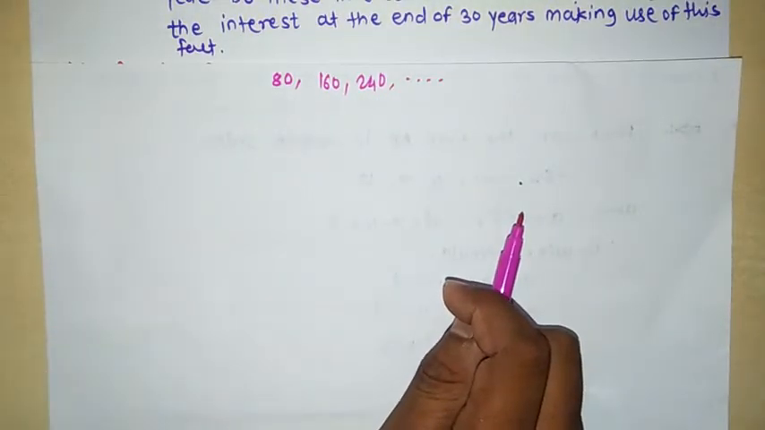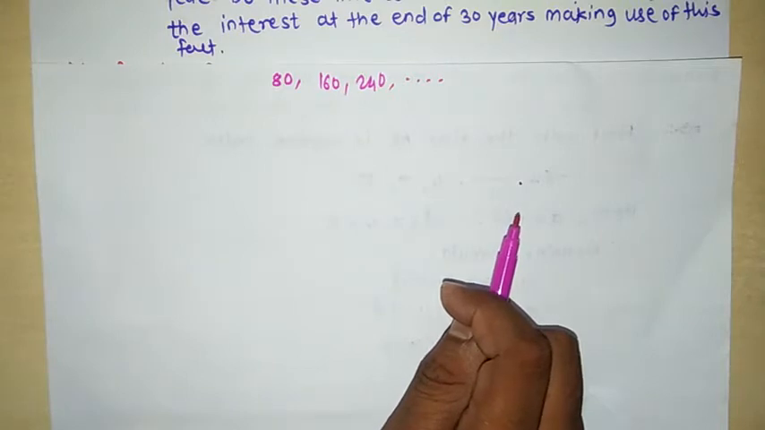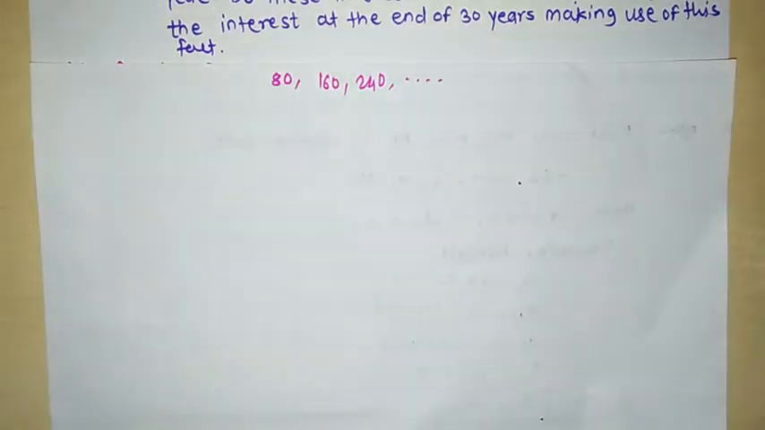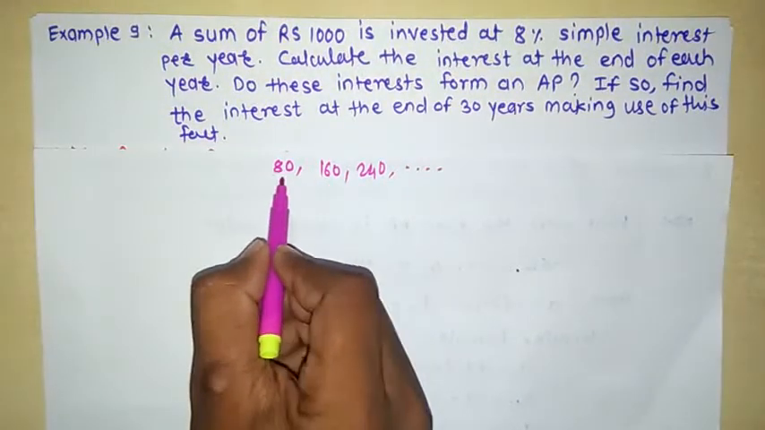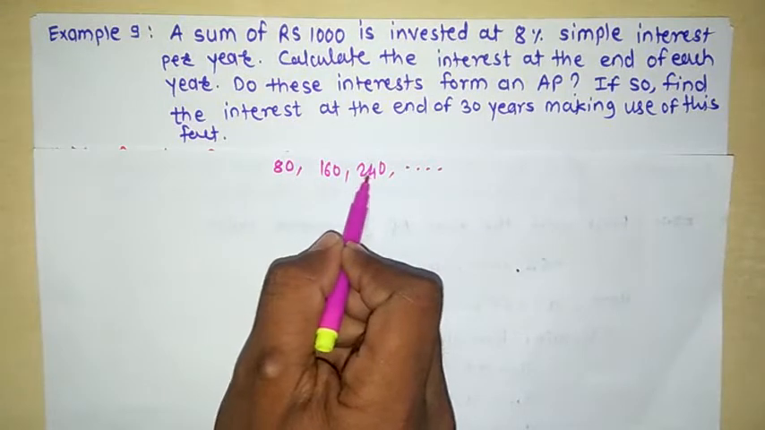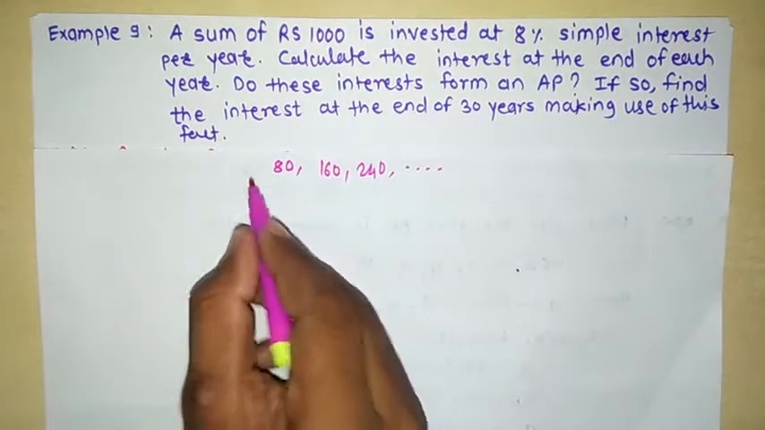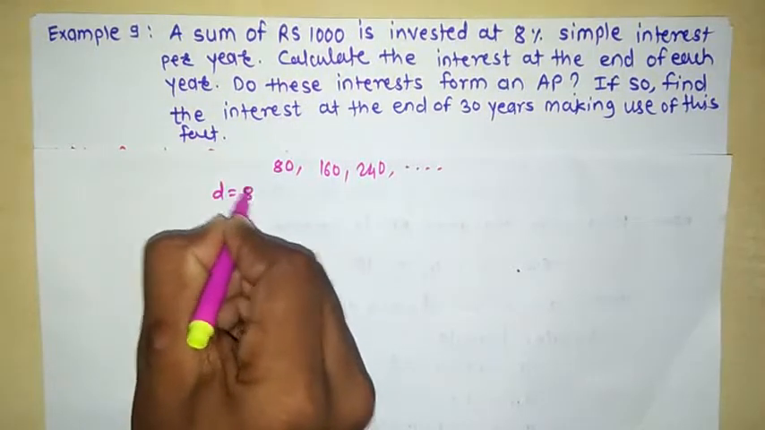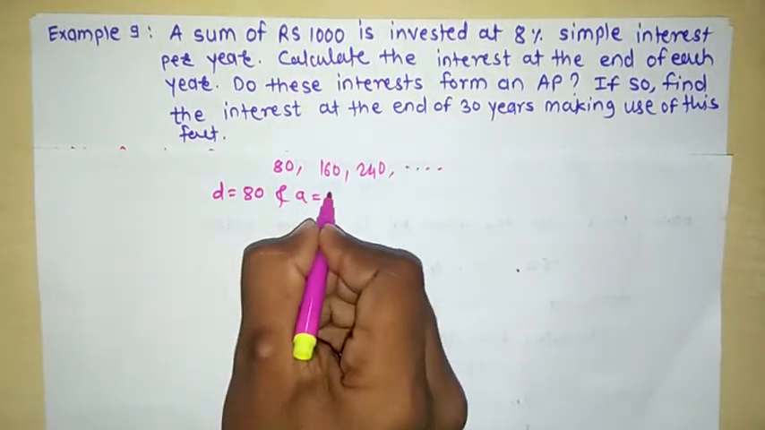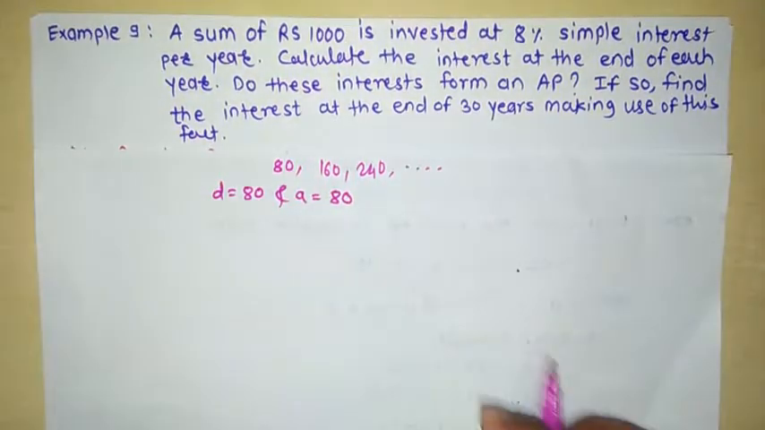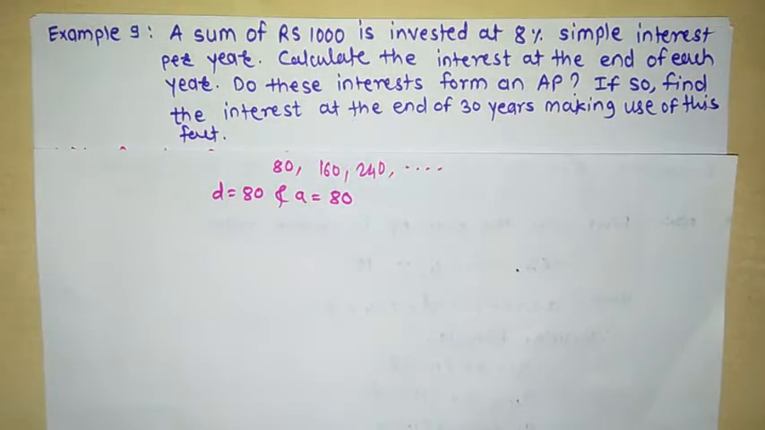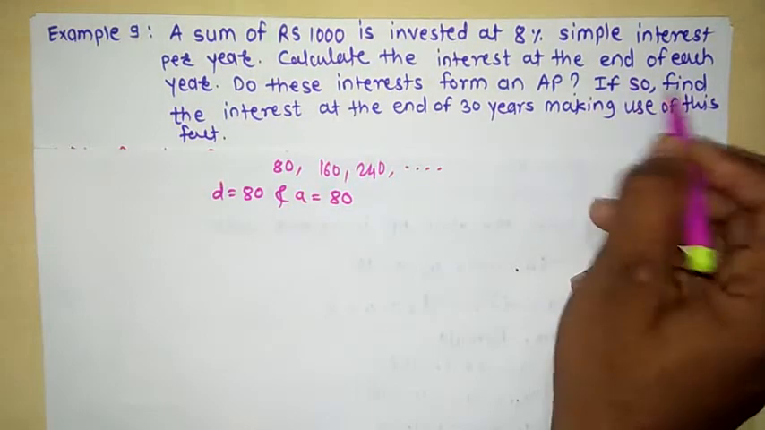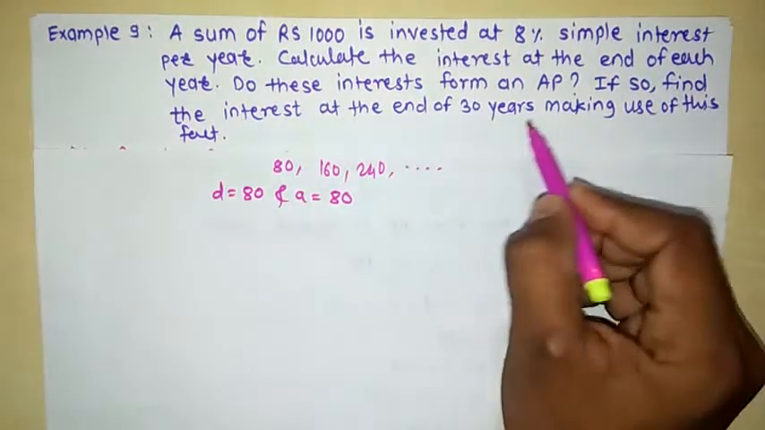Now we have to check whether it forms an AP or not. Check the common difference. That is 160 minus 80 is equal to how much? 80. 240 minus 160 is equal to how much? That is 80. Therefore here common difference D is equal to 80 and A is also equal to 80. Now what we have to find here: do these interests form an AP? The difference between all consecutive terms is the same, that is 80. Therefore we can say that it forms an AP. Now if so, then find the interest at the end of 30 years.